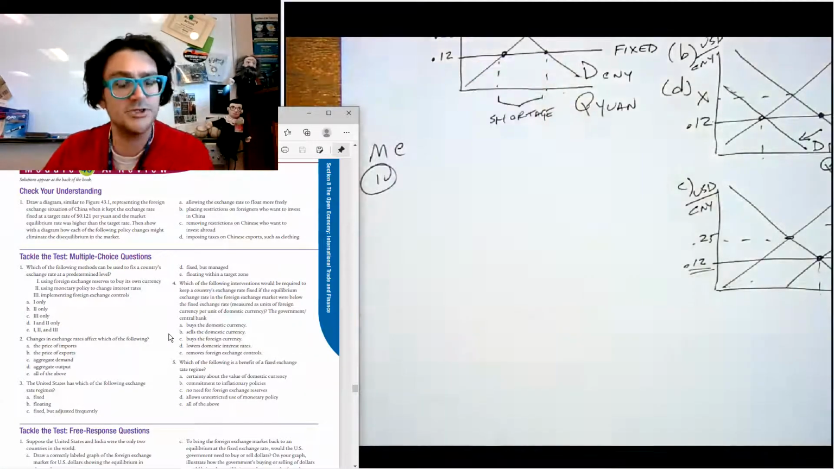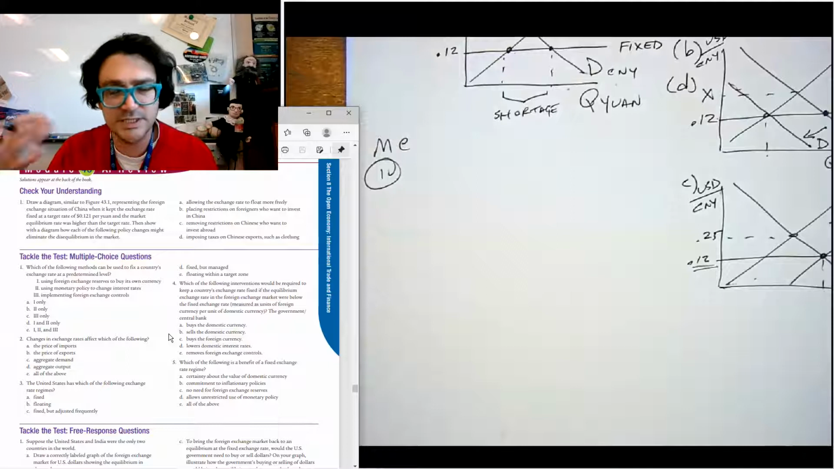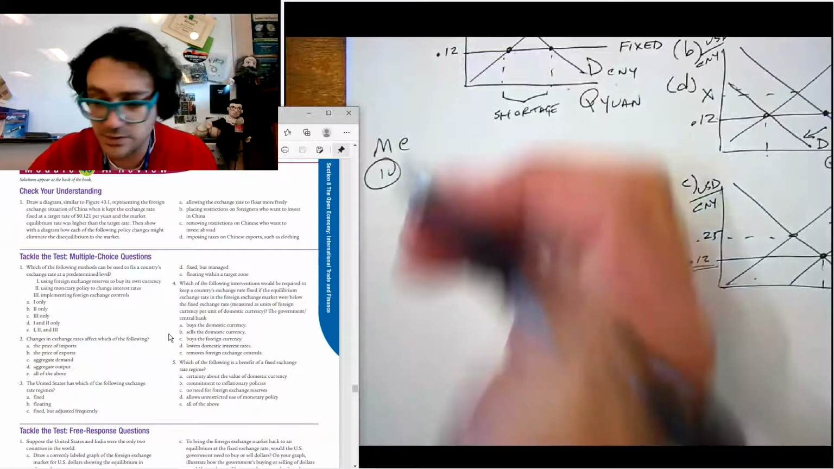Question number 1 says, which of the following methods can be used to fix a country's exchange rate at a predetermined level? Using Forex reserves to buy their own currency. Yeah, you could do that. Using monetary policy to change the interest rates. That's another way that you can affect the demand for your currency. And implementing Forex controls by increasing or restricting what people can do with it in terms of Forex. So all 3 of those are correct. So E.